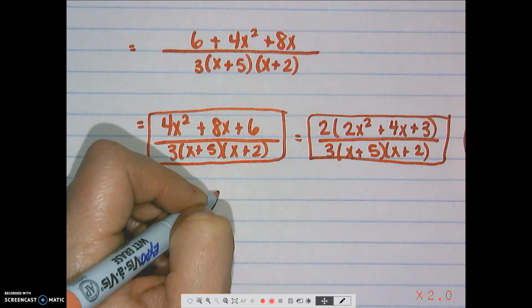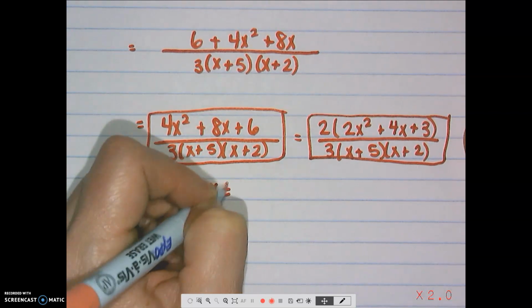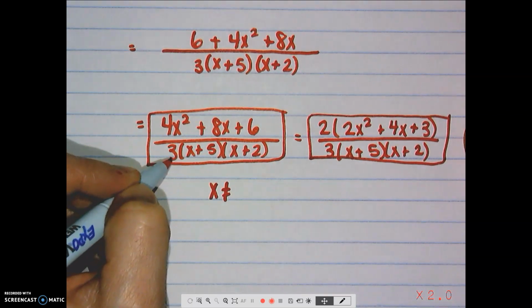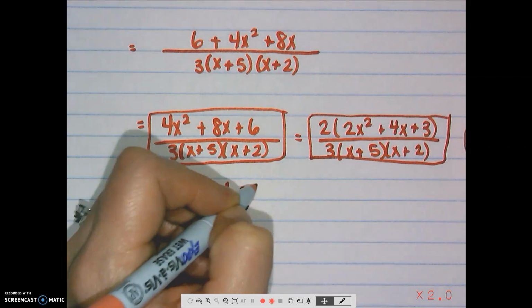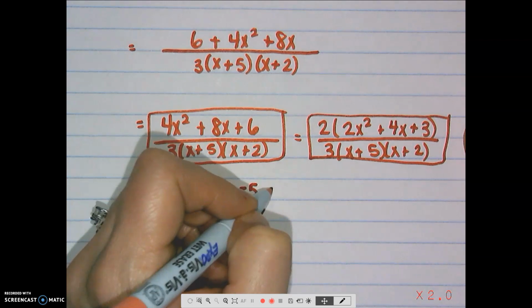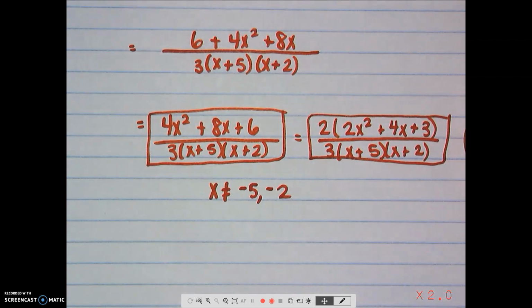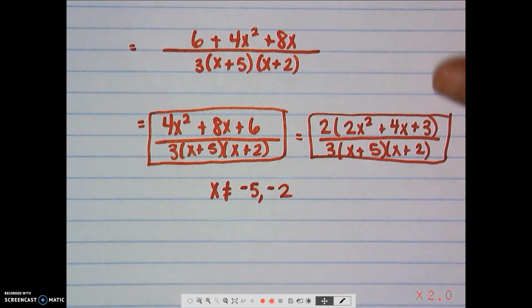We do also need our restrictions. So the GCF of 3, this here doesn't have any restrictions. We would get x can equal negative 5, and then x can equal negative 2. Okay, let's look at one more here.